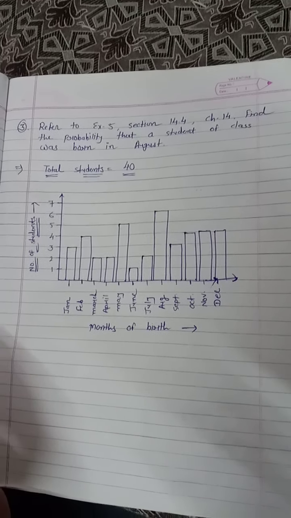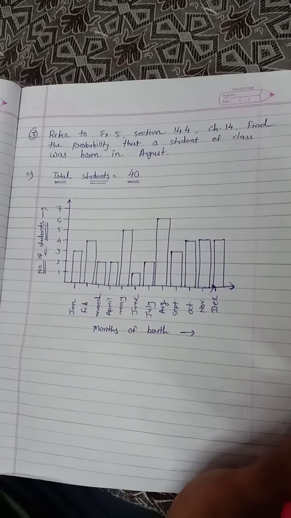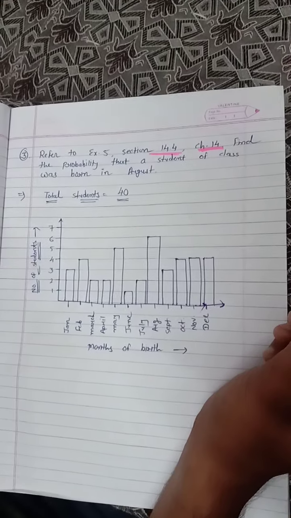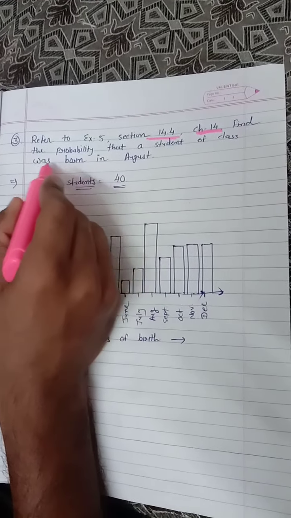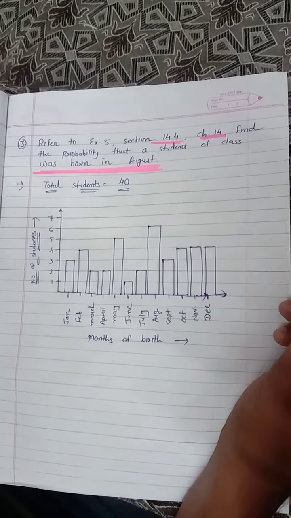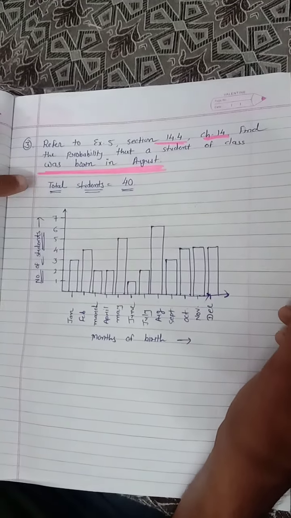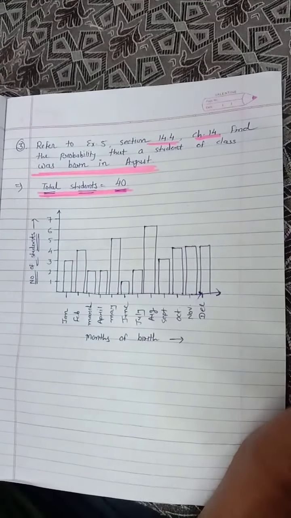Now we see question number 3. Refer to example 5, section 14.4, chapter number 14. Find the probability that a student of the class was born in August. From example 5, chapter number 14, I collect the data. Total students are 40.